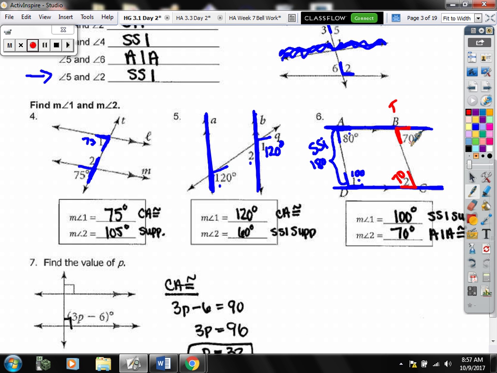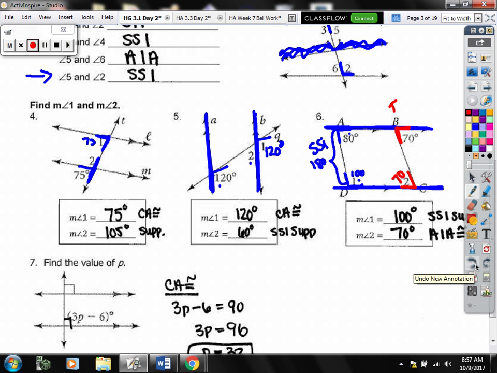Now some students will say to me, Mrs. Bennett, what about these lines? Shouldn't these be supplementary? Well, no, because we don't see that they're parallel. Since there's not parallel markings, they're not parallel, and we can't use any of the theorems or postulates that we learned. You could still classify them as same side interior, but you just can't say they're supplementary.